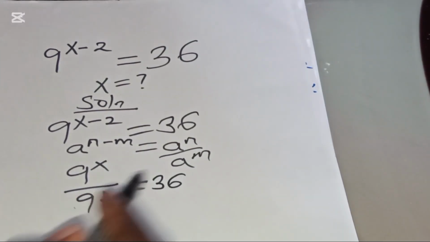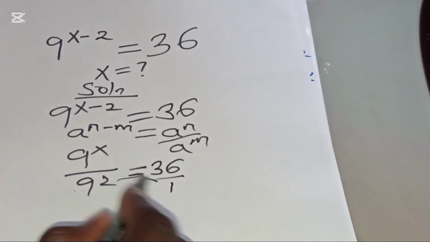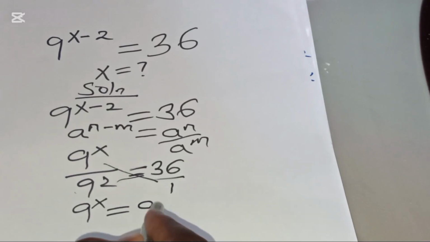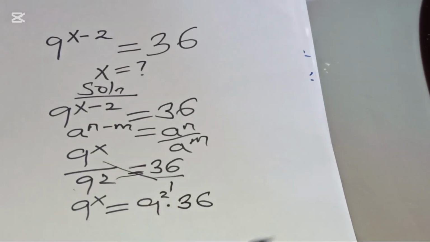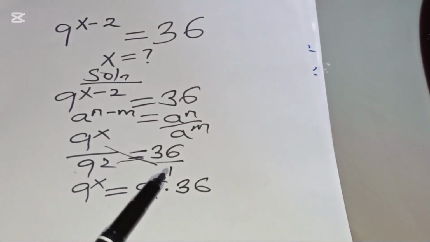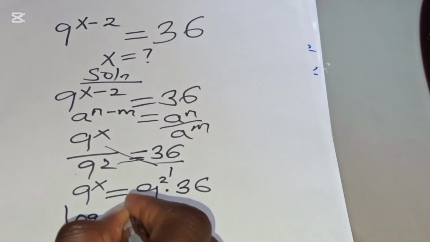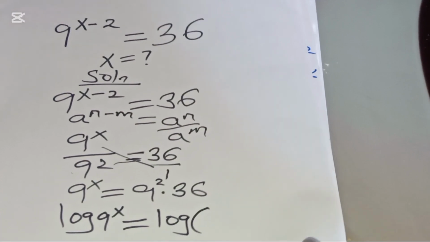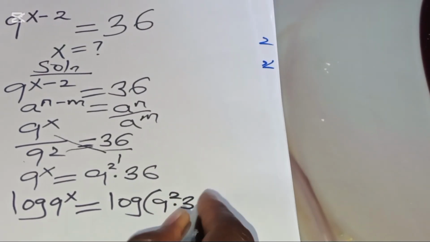Okay, so that 36 is a whole number, so this is over 1. We cross multiply, okay, so that we'll have 9 to power x equal to 9 to power 2 multiplied by 36. Okay, now to solve for the value of x, we introduce the natural logarithm on both sides as follows. We'll have log 9 to power x, this is equal to log 9 to power 2 multiplied by 36.